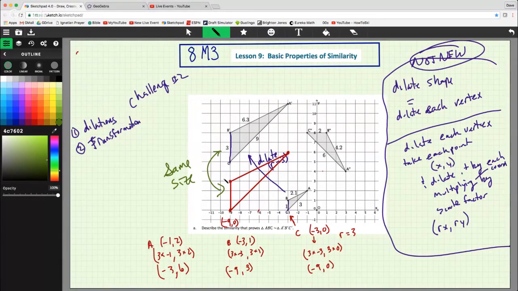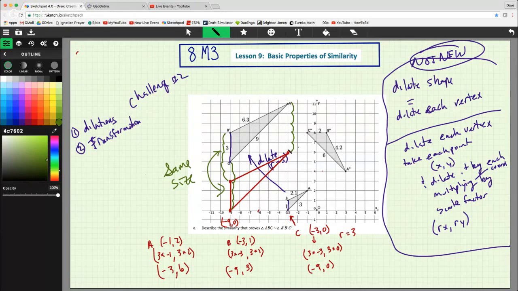And how much do we have to move it up? Well, we have to move it up 1, 2, 3, 4, 5. And if we move this one up 1, 2, 3, 4, 5, and this one up 1, 2, 3, 4, 5, we actually have a triangle that is right on top of each other.